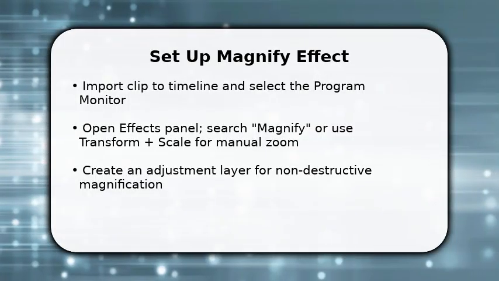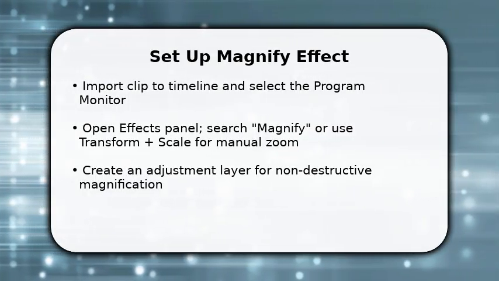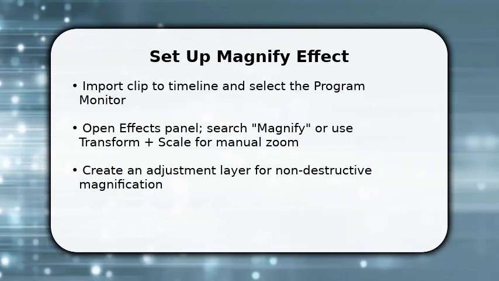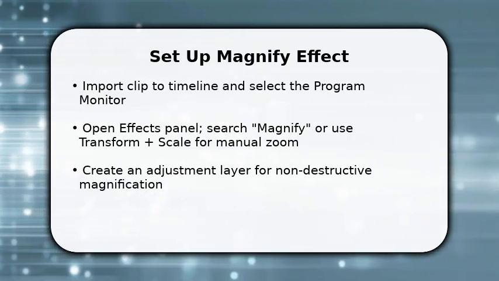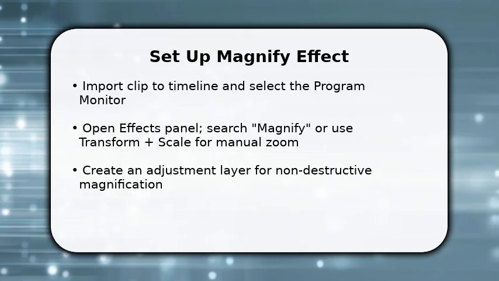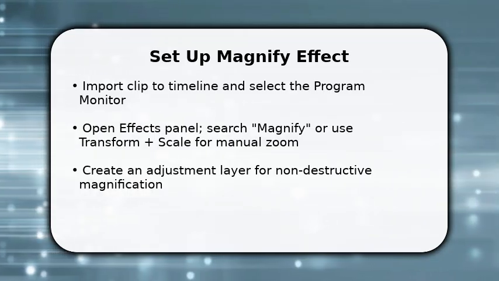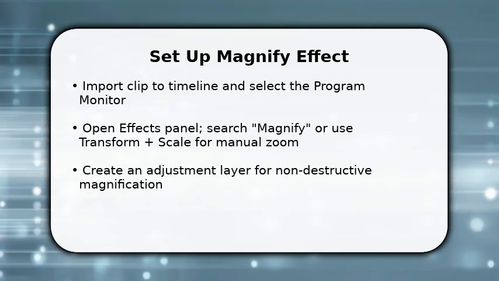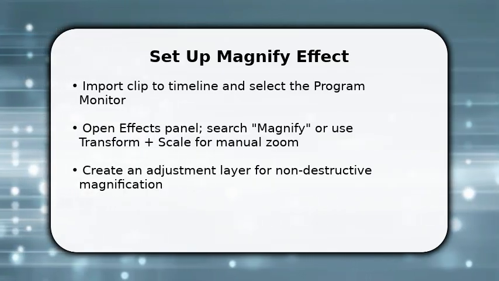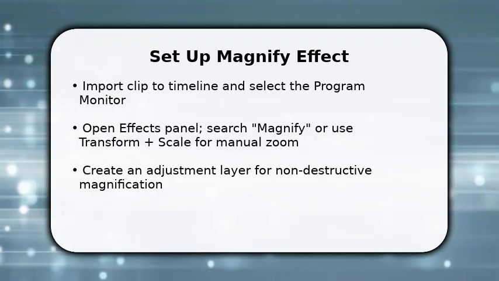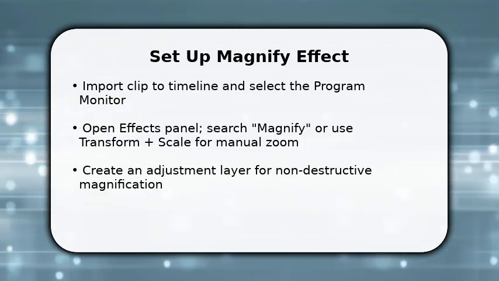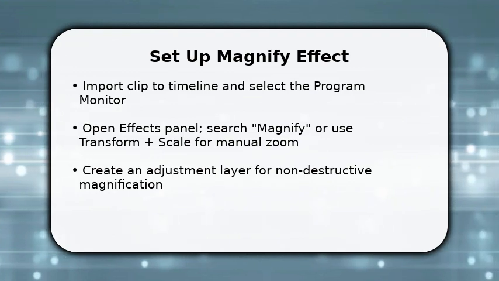You start by placing your clip and an adjustment layer on the timeline so changes remain non-destructive. Once done, open the Effects panel and type Magnify or choose Transform to simulate magnification. You should select the program monitor and position the playhead where you want the effect to begin. This ensures accurate keyframes. Make sure the adjustment layer is trimmed to cover only the segment you intend to magnify, because that keeps renders fast and edits flexible.